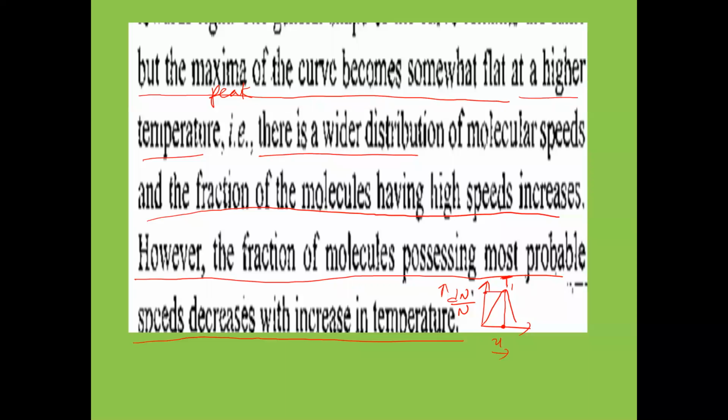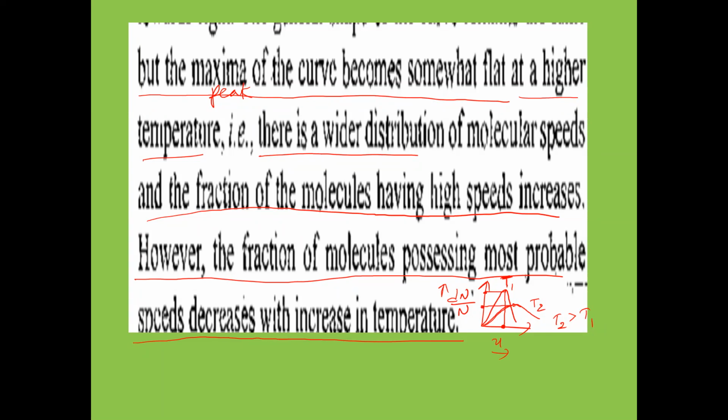Now, what I am taking here is that the temperature is increased to T2 temperature. Here T2 is greater than T1. That means when temperature is increased from T1 to T2, what happened to the curve? You see, the curve became flat. That means the peak, the maxima of the curve, became flat. Right? That means here the most probable velocity is possessed by less number of molecules.